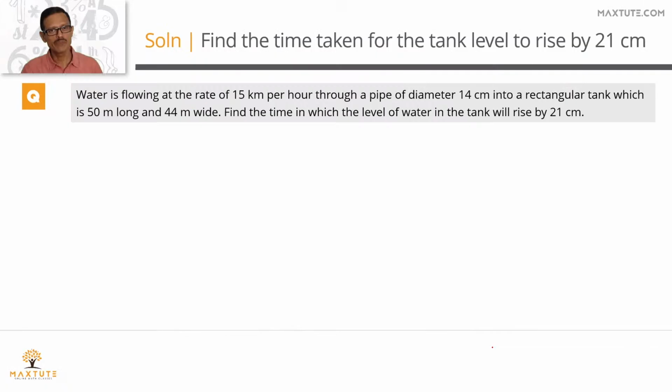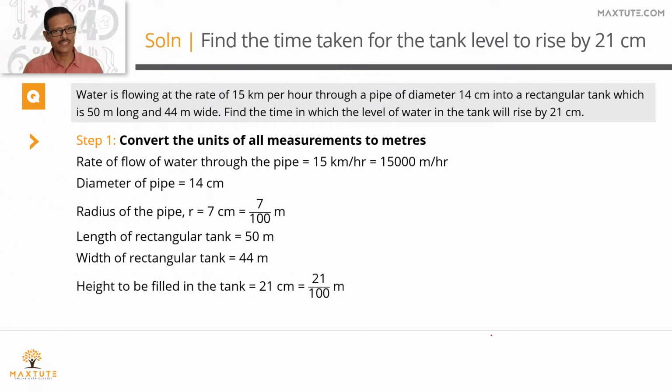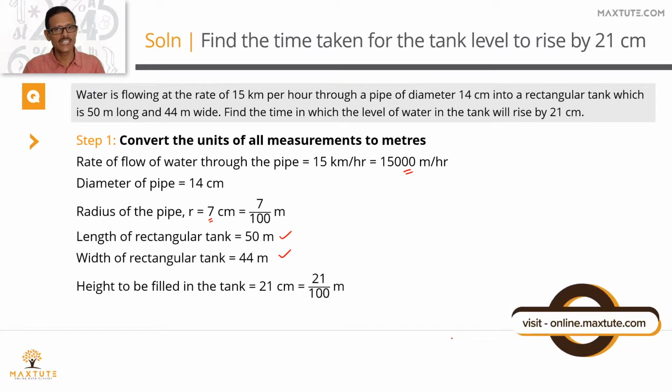As a first step, let's make all these units uniform. Let's make the measurement of length a meter for all these cases. 15 km per hour, each kilometer is equal to 1000 meters, so 15 km per hour is converted to 15,000 meters per hour. Diameter is 14. We'll need the radius more often than not, so radius is half that, which is 7 centimeters. A centimeter is 1/100th of a meter, so it's 7 by 100 meters. These two measurements are given in meters, so we're not going to do anything about them. Lastly, the height to which water increases is 21 centimeters. We'll rewrite it as 21 by 100 meters. So in this step, we've converted the units of all measurements into meters.